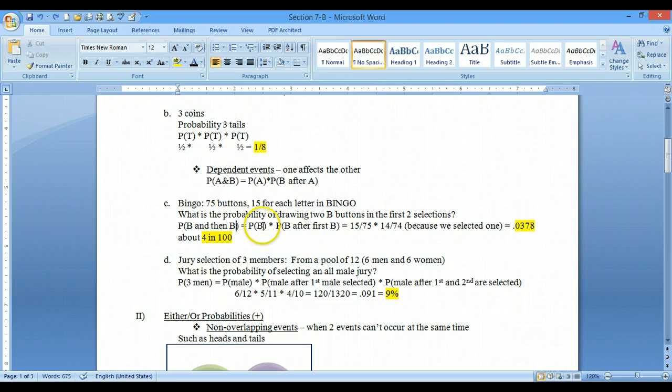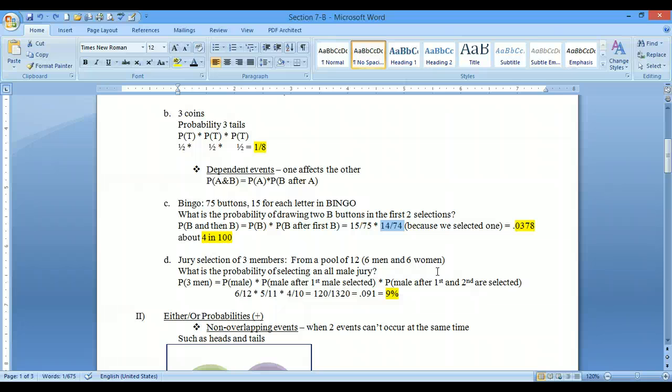So I want the probability of drawing just a B, and then I times it by the probability of getting another B after I drew the first B. So I have 15 B's out of 75 buttons for my first probability of getting a B. But now that I've taken that B out, I only have 14 B's left and 74 total buttons. So I times it by 14 over 74 because we've already selected that one. Multiplying those together, you can do that in Excel or on your calculator, which gives you 0.0378, or about 4 in 100.